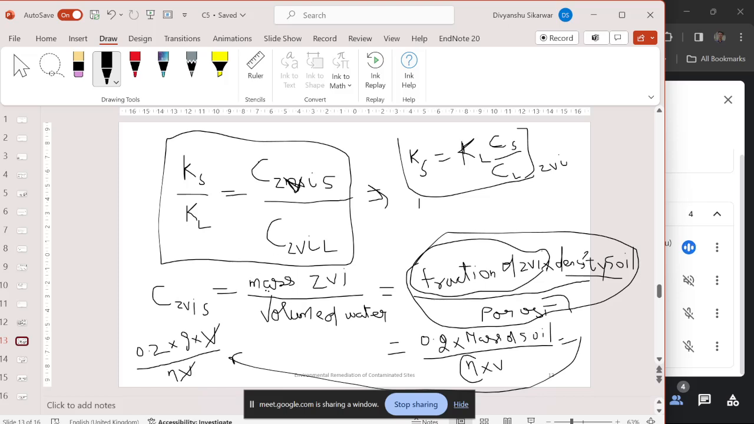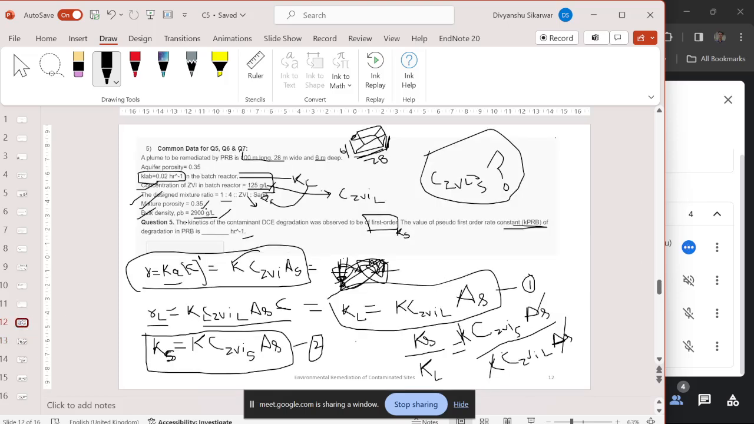Then the mass of ZVI we have to calculate. So for calculation of mass of ZVI, we know the bulk density, right? It is given to us, right?